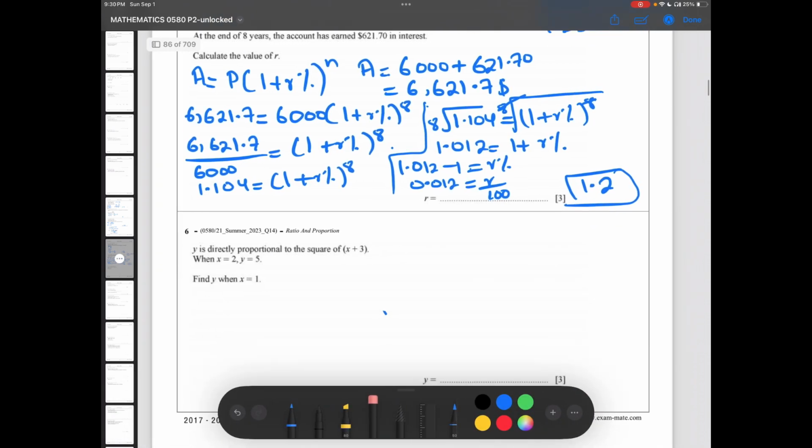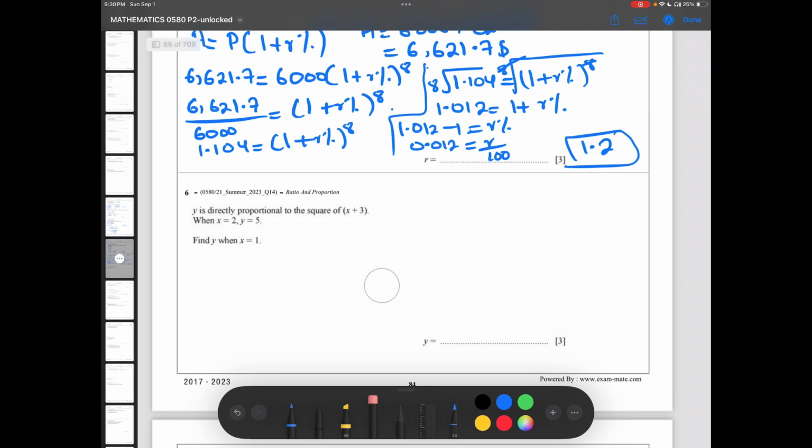Now let's move on to question number 6. Question number 6 is: if y is directly proportional to the square of x plus 3, and x is 2 when y is 5, find y when x is 1. So first we will have to make the equation of it. We will solve this question using the equation method.